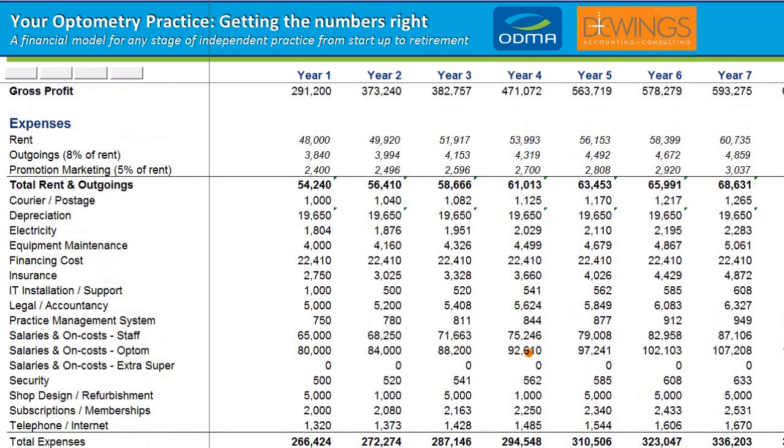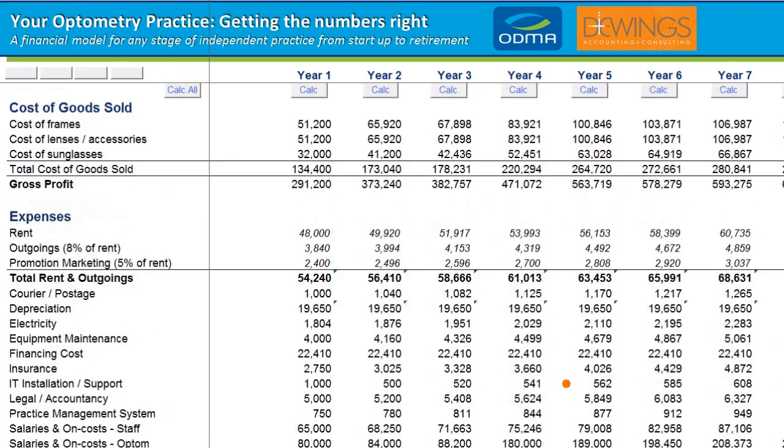Now, if we take on another optometrist, let's say we pay them around about the same amount as yourself. Now, incidentally, the salaries are increasing here because we're factoring in CPI. We've done that for all of these costs, and the CPI factor can be adjusted in the model, so you don't have to use the same value that we've used here. But let's say we double our salaries. So it's $180,000 for 2 optometrists, including yourself.